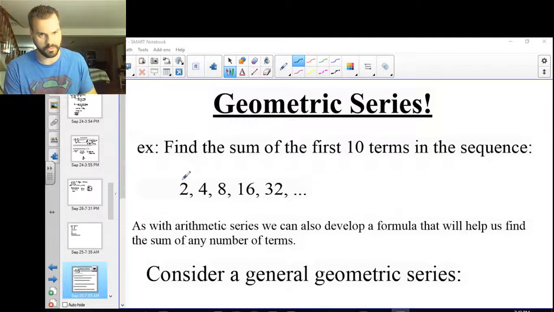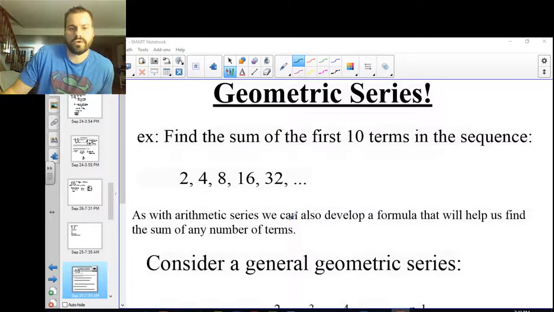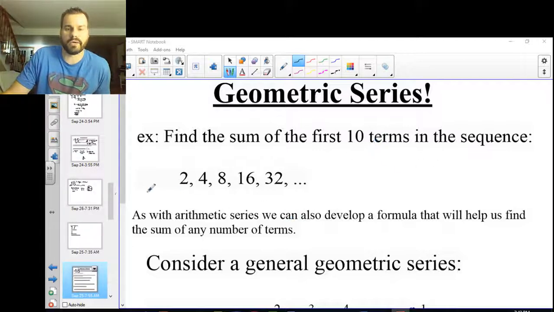So you can't go like 2 and 32 is 34, 16 and 4 is 20. That doesn't really work. So we have to think, okay, what is the way we can develop a formula for this? Because we don't want to have to actually write out all 10 terms of this sequence, which is what it's asking us to do, right? Find the sum of the first 10 terms. There's only 5 there, so we have to go 64, then 128, then 256, and so on. And we don't want to have to do that.